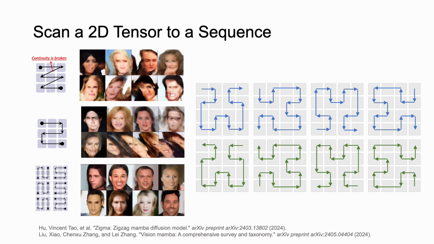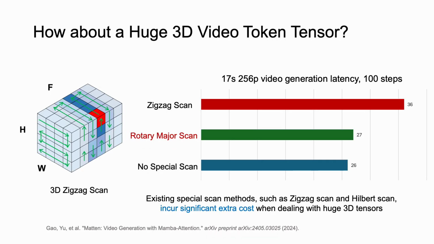There are some existing methods trying to address this issue, such as zigzag scan as shown on the left part and Hilbert scan as shown on the right part. By alternating between different scan patterns in different layers, these methods indeed reduced the average distance between adjacent tokens and improved the quality of generated images. However, those scan patterns require complex sequence permutation, which is very unfriendly to hardware. When scaled to large 3D tensors to generate high-resolution long videos, they incur significant extra latency, as you can see in the example shown here.